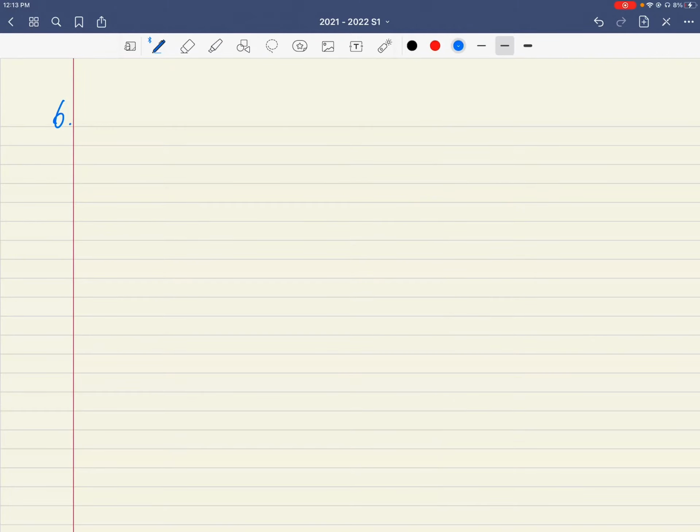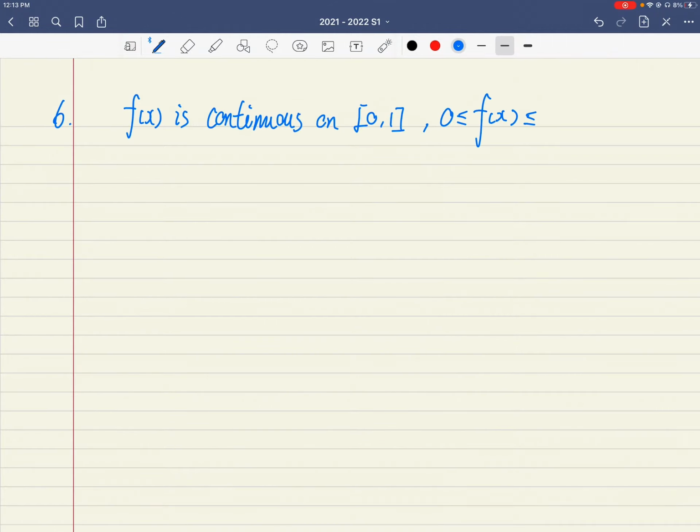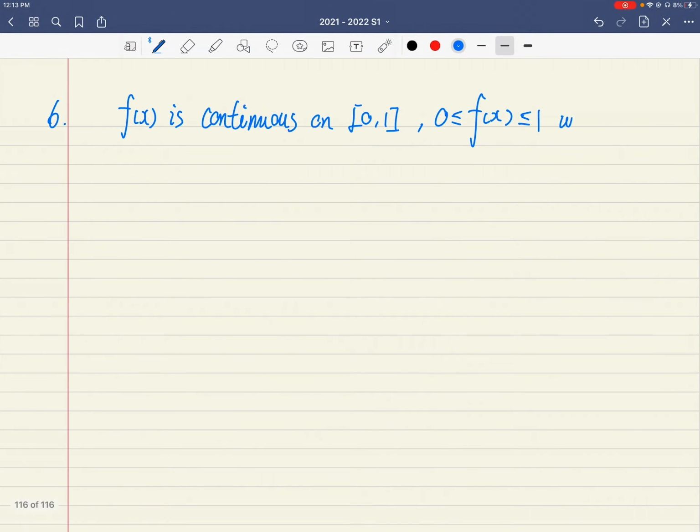Problem 6: suppose a function is continuous on the closed interval 0, 1. So you don't know what this function is, but you know this function is continuous on the closed interval 0, 1. And you know the function's value is always between 0 and 1 whenever x is between 0 and 1. This is very important.